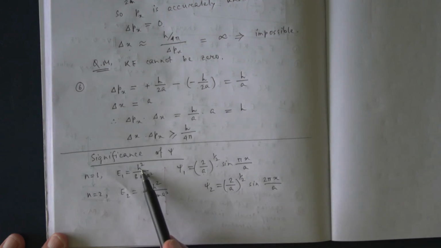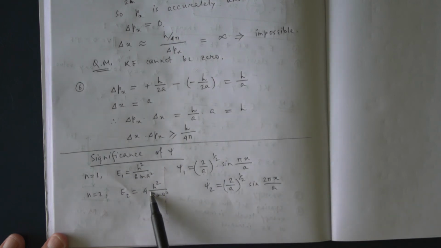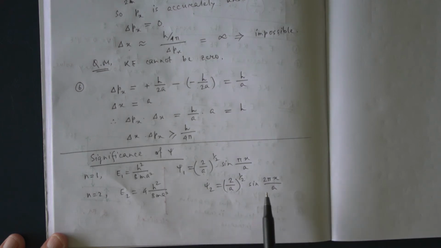This is the energy level, and this is the state. This is the energy level, this is the state, and so on. For n equal to 3, we will have an energy level and a state. So, energy level and state.